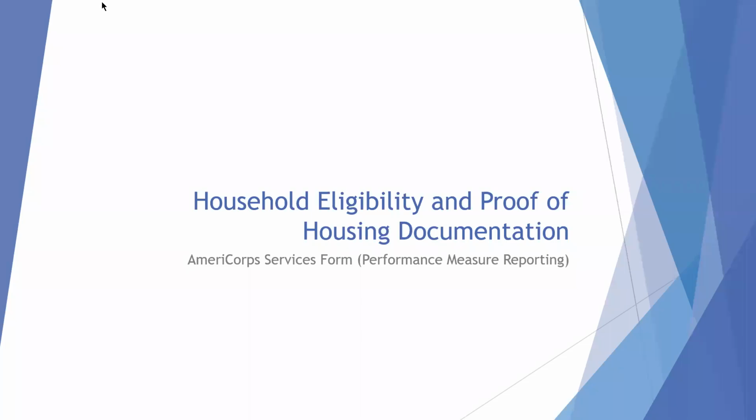In this video, we'll talk about the two types of documentation you need to include and describe when reporting on the people or households you're serving. The first is household eligibility, and the second is proof of housing.